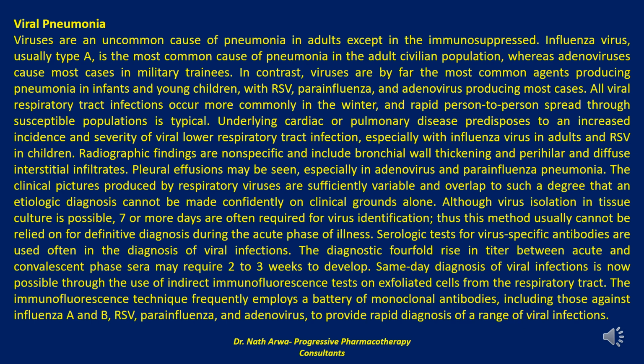All viral respiratory tract infections occur more commonly in the winter, and rapid person-to-person spread through susceptible populations is typical. Underlying cardiac or pulmonary disease predisposes to an increased incidence and severity of viral lower respiratory tract infection, especially with influenza virus in adults and RSV in children. Radiographic findings are nonspecific and include bronchial wall thickening and perihilar and diffuse interstitial infiltrates. Pleural effusions may be seen, especially in adenovirus and parainfluenza pneumonia.